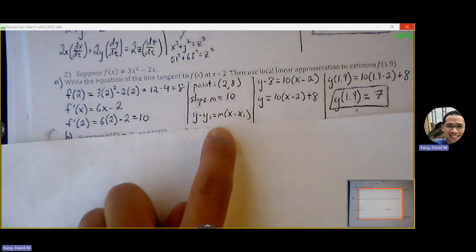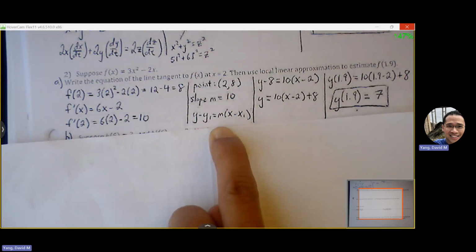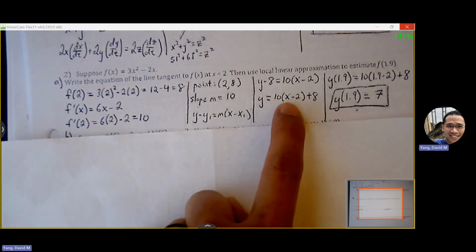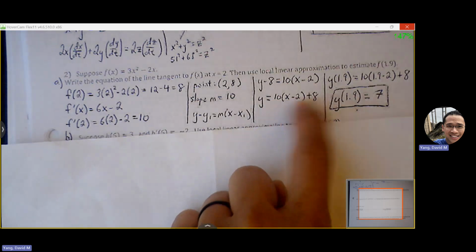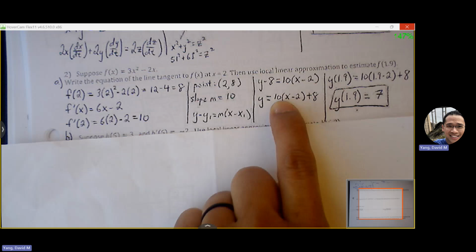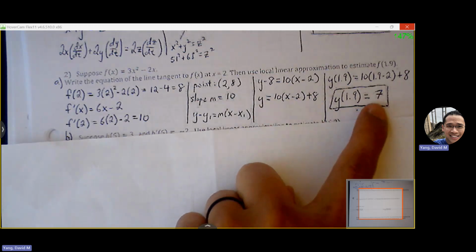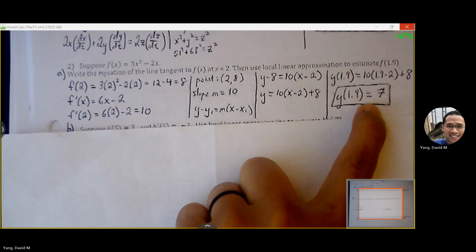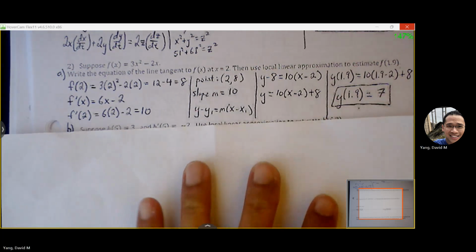Take your ordered pair and your slope, get into point slope form, and then you do have to make a slight adjustment. Try to get that y by itself. Once that y is by itself, then the decimal gets inserted into the x. Whatever you get as a result, you're using the line to approximate a value on a curve. And you can use your calculator for that.